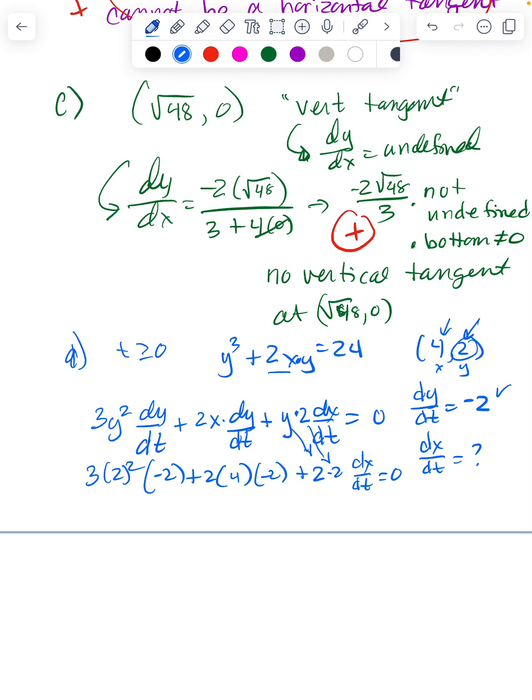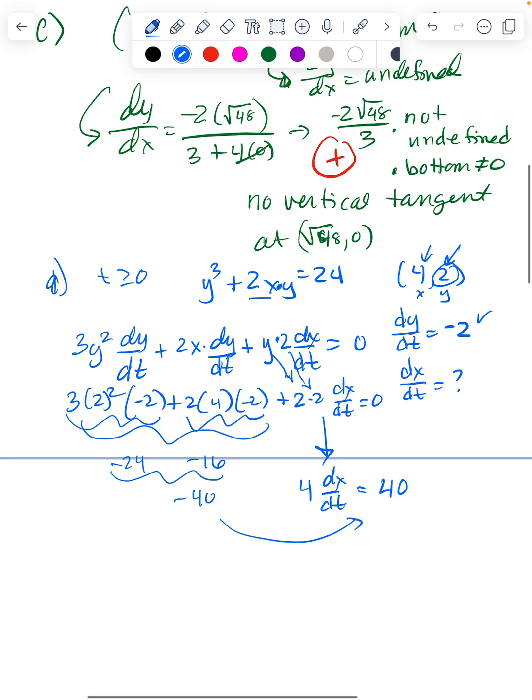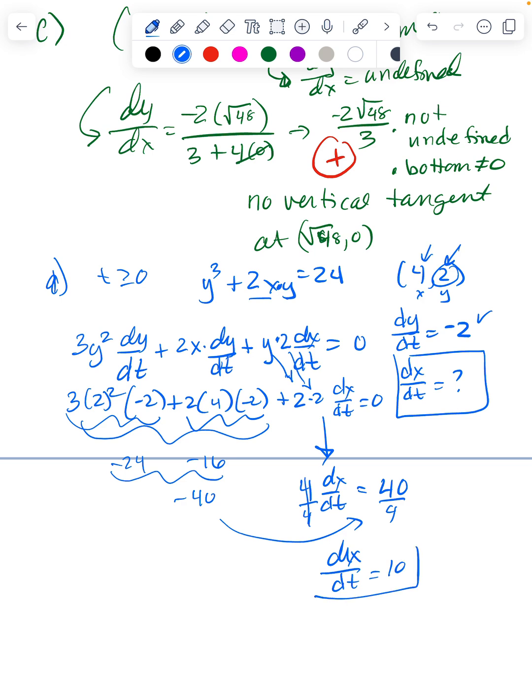So these numbers are all going to go together and add up. In the end, this part is -24 and this part's -16. So they total -40. So I end up with this being 4 dx/dt, and then I add that 40 to the other side. And now I'm trying to solve for dx/dt. That's the thing they want to know. So I would simply divide out that 4, and then it's telling me that x is changing at a rate of 10. And so this one is worth 4 points.